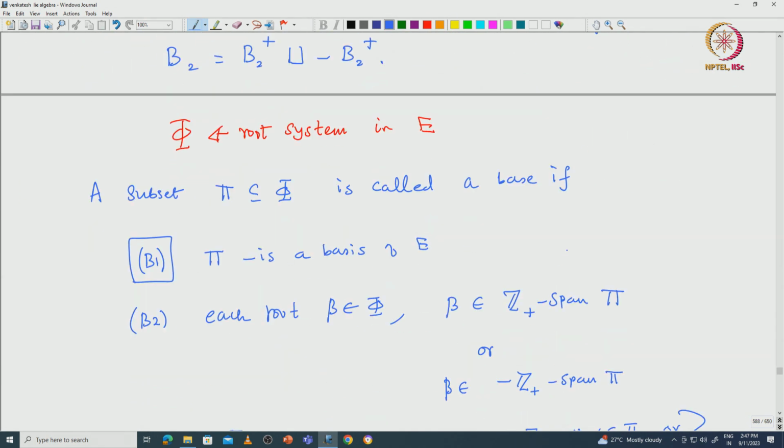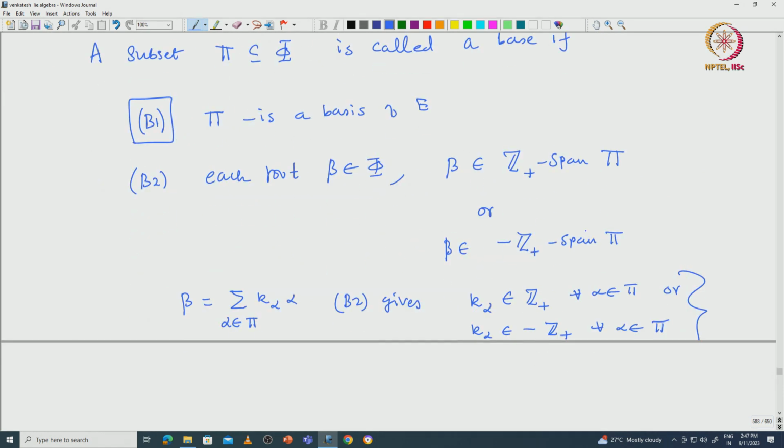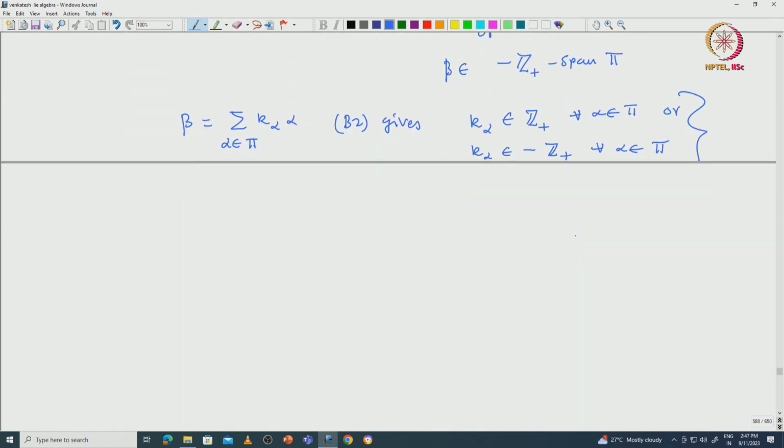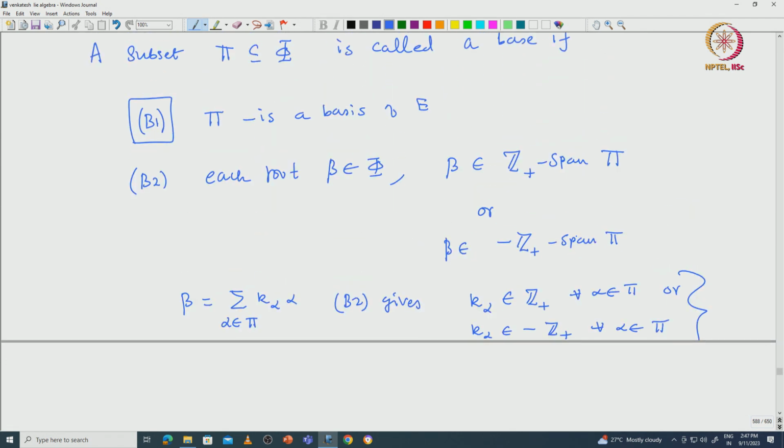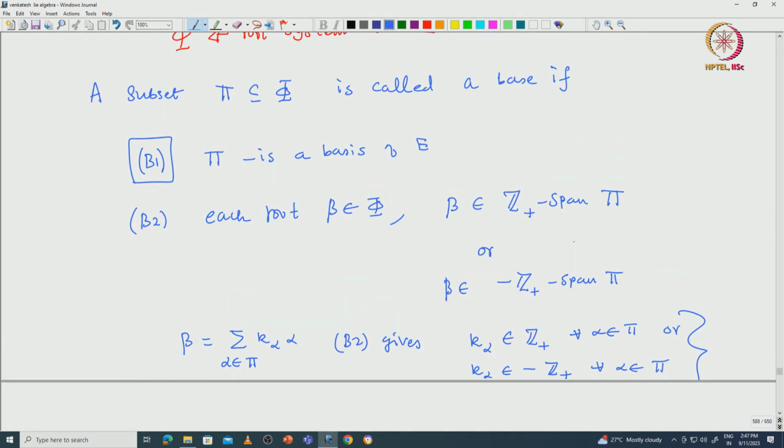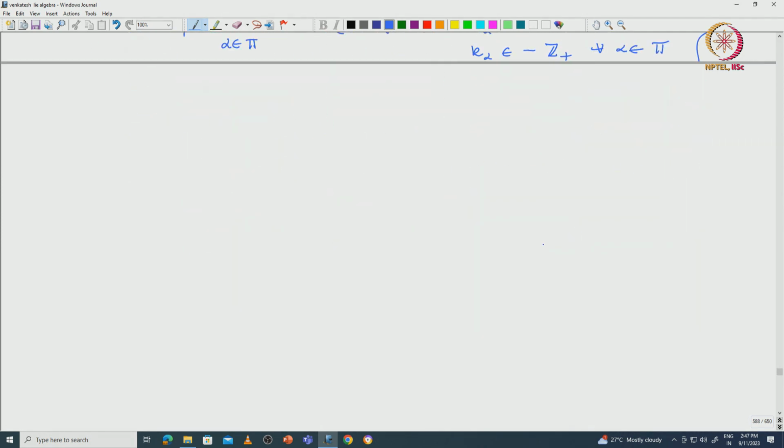So, that is our main theorem in this lecture. For that purpose we need to develop some language, but before that let us use this base and define some important terminologies. So, once you have a base, let us say this base is a subset of Φ.